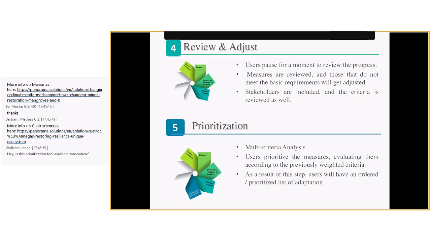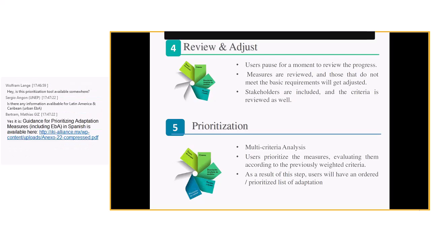then the tool has a specific Excel sheet where it's previously programmed, and it allows the users to upload all the measures and to start the qualification using the criteria for those measures that have been selected, and then you score each of those measures according to the different criteria that you have previously set. And okay, users prioritize the measures, evaluating them according to previously weighted criteria, and as a result of this step, users will have an ordered and prioritized list of the adaptation options.